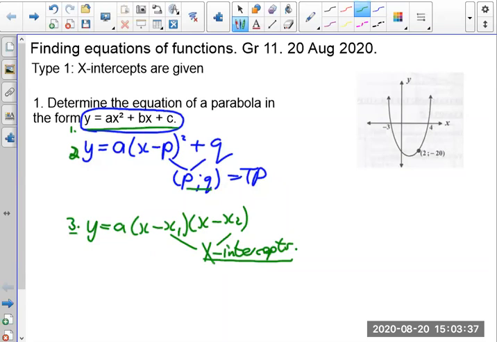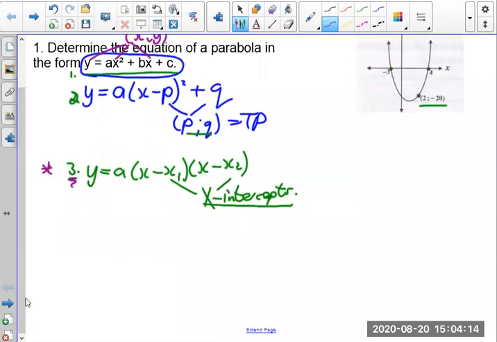Now, if you look at this sketch, can you see what you have? You have the two x-intercepts and another point. Now, remember what we said all the time. We said that this x and this y were the coordinates of any point on the graph. Now, that's why it's important now. You have the two x-intercepts. So you're going to start with the equation where you use the x-intercepts. So I'm going to start with equation number 3.